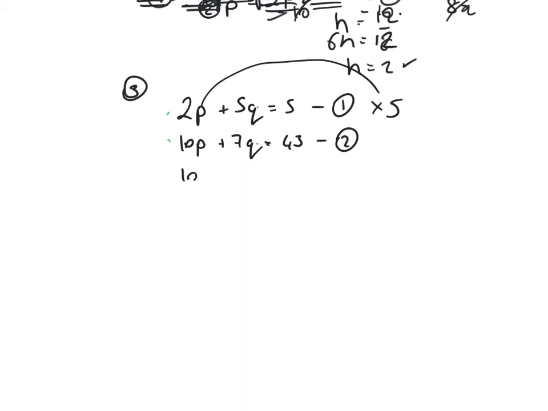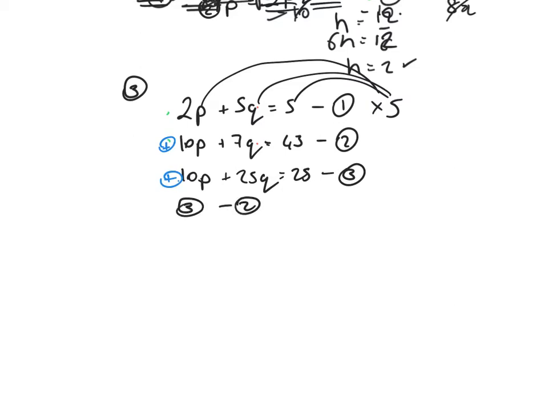2p times 5 is 10p. 5q times 5 is 25q. And 5 times 5 is 25. That's now equation 3. Okay, so I've got 10p and 10p. Well, they're both pluses. The signs are the same. I'm going to subtract. So 3 take away 2. I could do 2 take away 3, that would be okay as well.